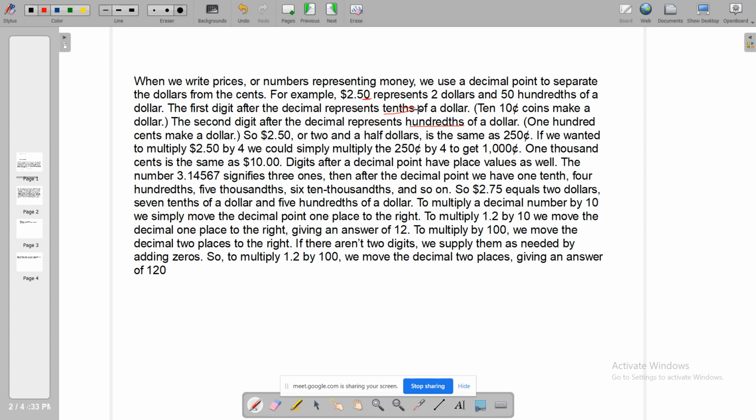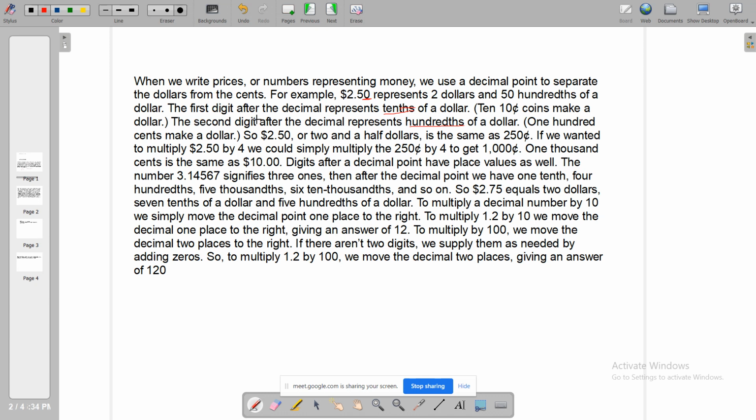Why are we saying that? Because 100 cents makes a dollar. So if I have 2 here, 2 times 100 will give me 200. Then adding my 50 means 250 cents. We wanted to multiply 2.50 by 4.